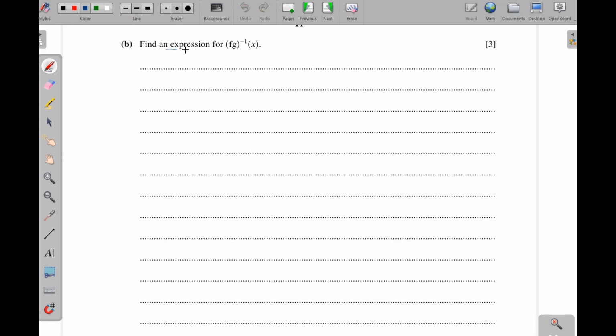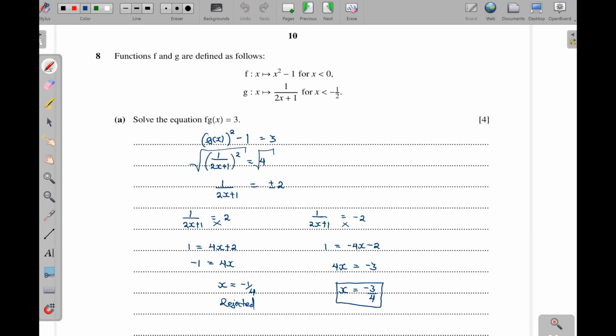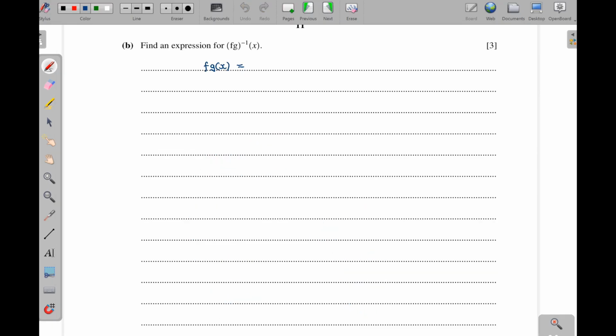Then part B, find an expression for the inverse function of the composite. So first of all, fg of x is equal to, this is what we had here, not so? So we are having this one here. So I will have 1 over 2x plus 1, okay, then squared, and then minus 1. Okay, so we are supposed to find the inverse of this.